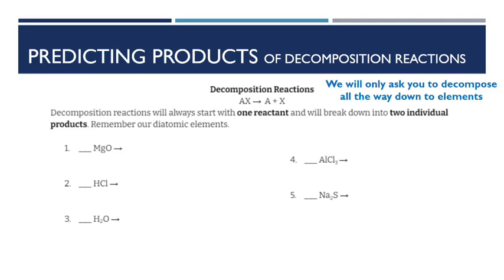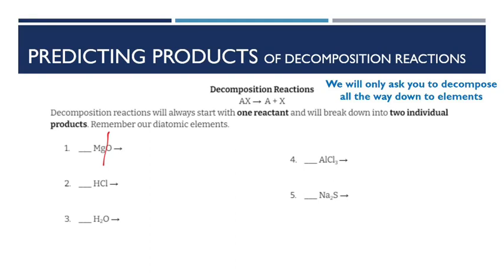So if you see one reactant, you know that has to be decomposition. That's the only way you can tell. That's the only thing that can happen to that one compound, is it breaks down. And you're going to break it down completely into its elements. So basically, MgO, we're going to be breaking apart the Mg and the O.